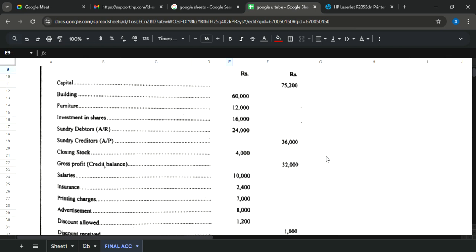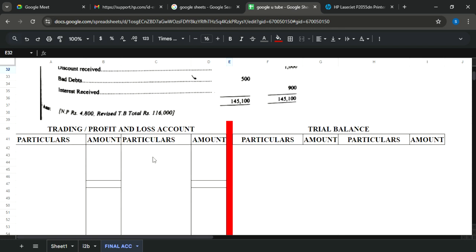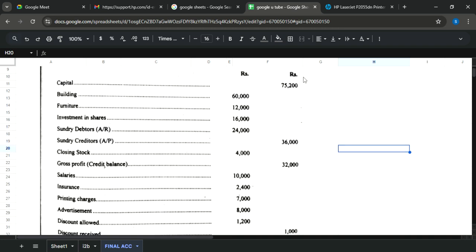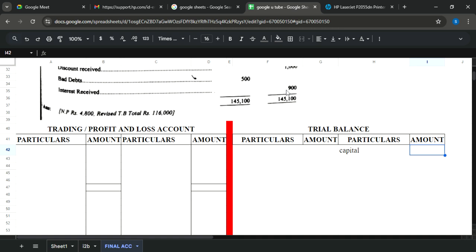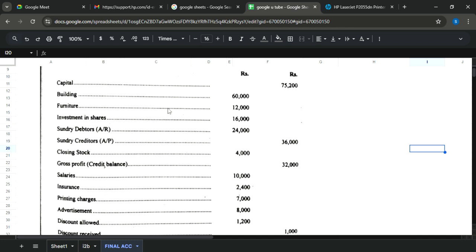So let's start. The first thing is capital. Capital is not part of the trading account. It would be transferred over here. So you will write capital. And why are we writing on the credit side? As I have told you, if amounts are written on credit, that means they are liabilities or income. So you will transfer to the credit side. In simple way, if they are credit over here, transfer to the credit side of the trial balance. 75,200. Write down the amount on the credit side. First entry completed.